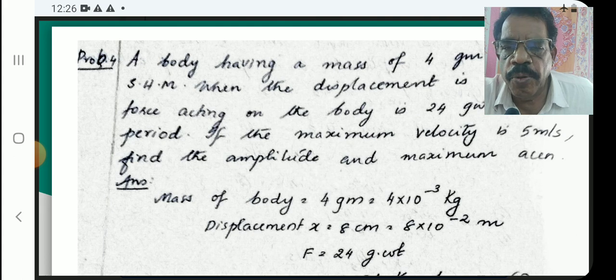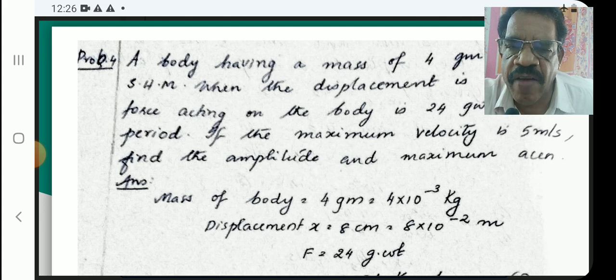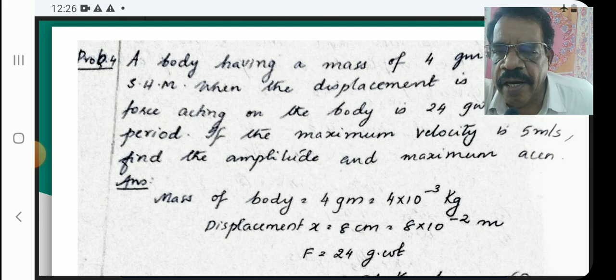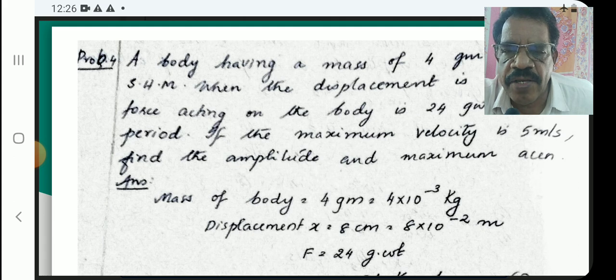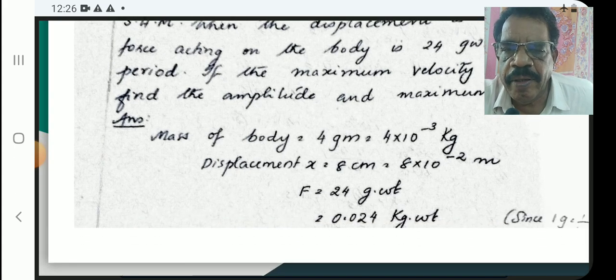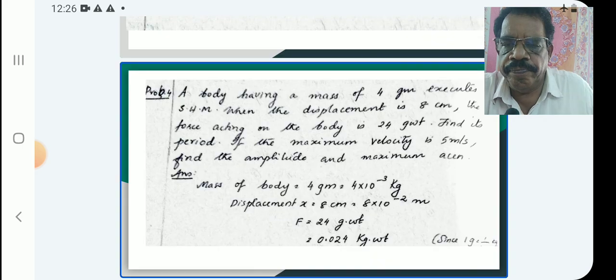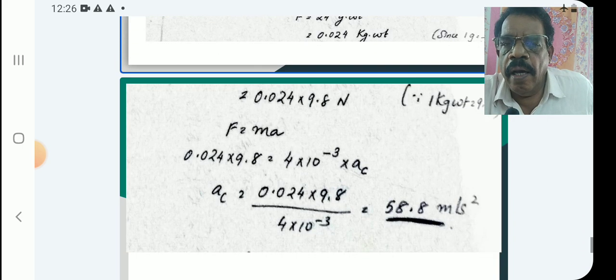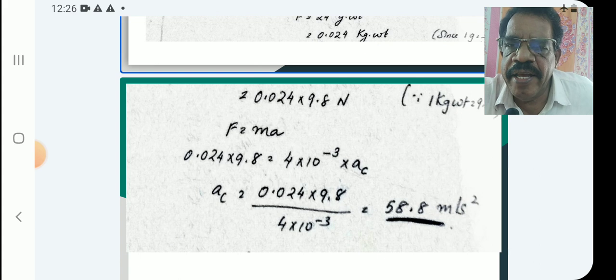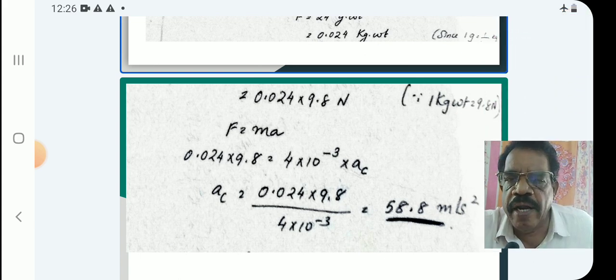So mass of body is 4 gram, 4 into 10 raised to minus 3 kilogram. To convert gram to kilogram, the multiplication factor is 10 raised to minus 3. Displacement x is 8 centimeter, 8 into 10 raised to minus 2 meter. F is 24 gram weight. To convert gram weight to kilogram weight, divide by 1000: 0.024 kilogram weight. To convert it to newton, multiply by 9.8: 0.024 into 9.8 newton. That is the force.